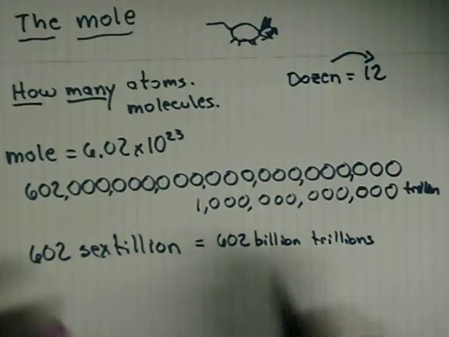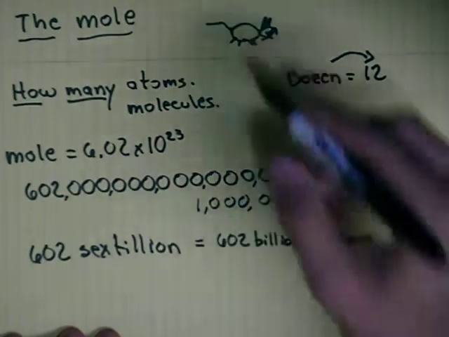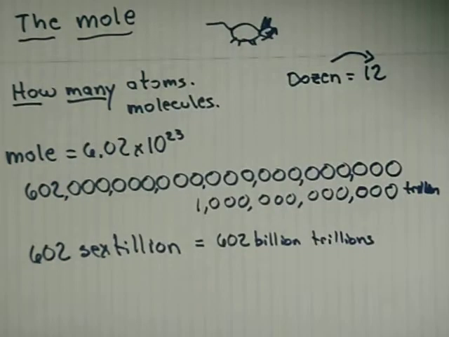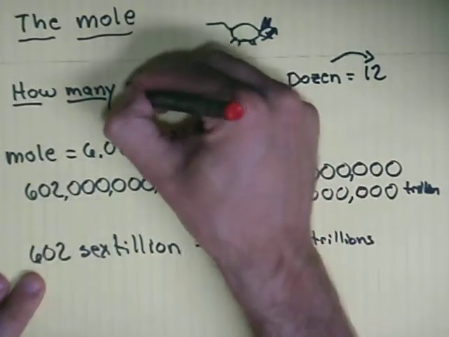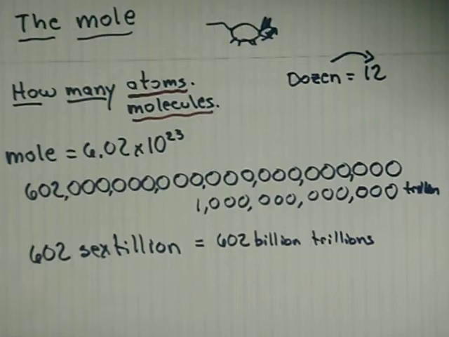So why do we have such big numbers when we're talking about a mole? Because it's primarily for reference with atoms and molecules. And atoms and molecules are tiny.